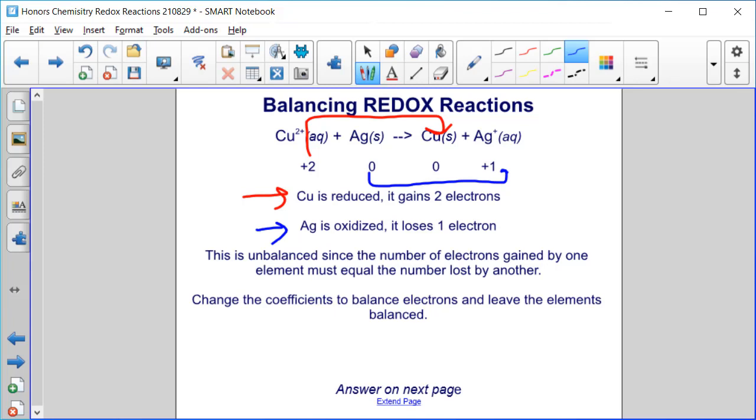This is an unbalanced reaction because the number of electrons gained is 2 and the number of electrons lost is 1. Those need to be the same in order for this reaction to be balanced. The number of electrons gained must equal the number of electrons lost. So we have to change the coefficients to balance the electrons and also leave the elements balanced.